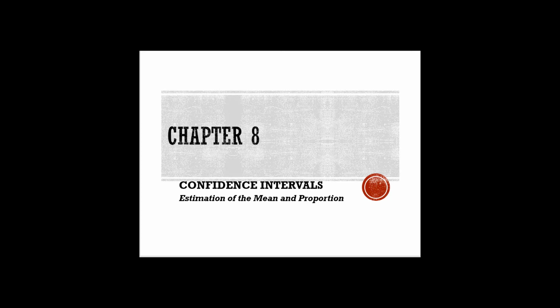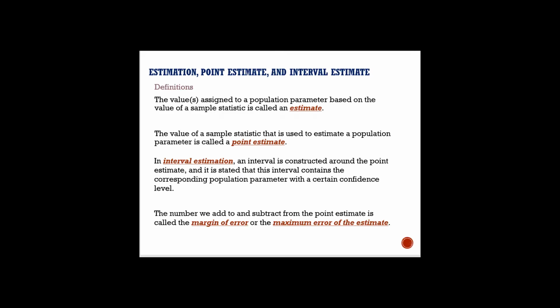Chapter 8 concerns itself with confidence intervals, and these are intervals that help us to estimate what the mean and the proportion of a population actually are. Let's cover some definitions that you're going to need in this chapter first. The first one is the value assigned to a population parameter. Now, if it's based on a sample statistic, we call this value an estimate. The value that a sample statistic has that's used to estimate a population parameter is called a point estimate.